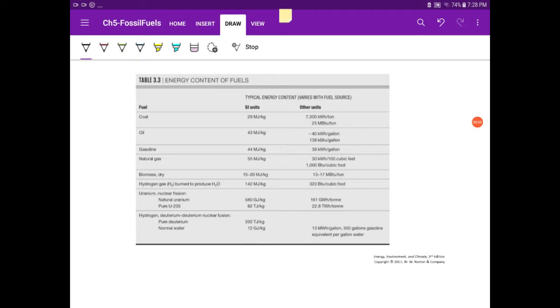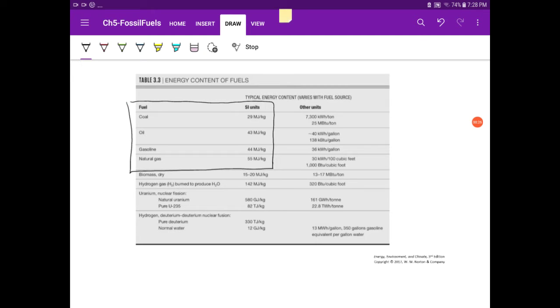In Chapter 3, we were shown this table that shows the energy content of different fuels, and in the next video that I make, I'm going to show you where those numbers come from. But before, I just want to talk a little bit about how this table relates to a figure that's in Chapter 5.